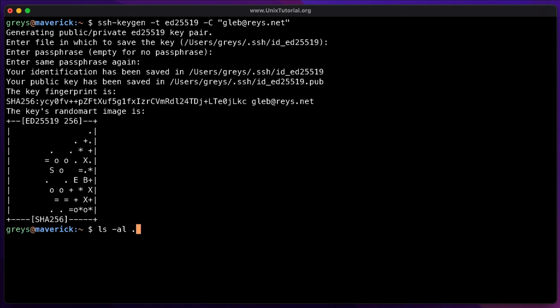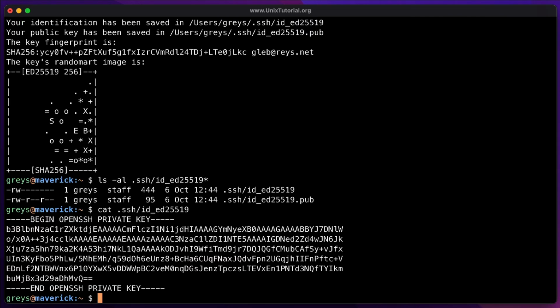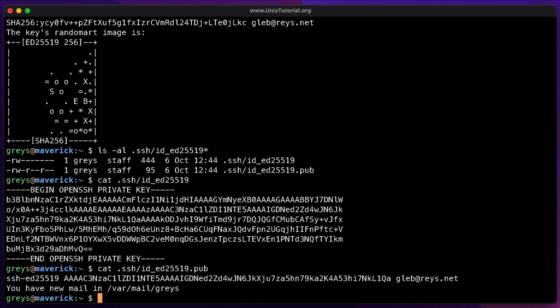Let's have a look. Here are the key pairs. Let's have a look at the private key. And let's have a look at the public key now. See how it has my commentary, the email that I provided? So it's very easy to identify, if you have multiple keys in a single file, that this one is the one I generated for my primary email address.